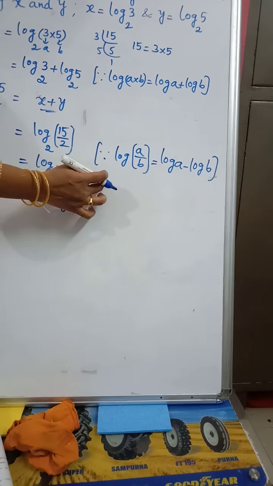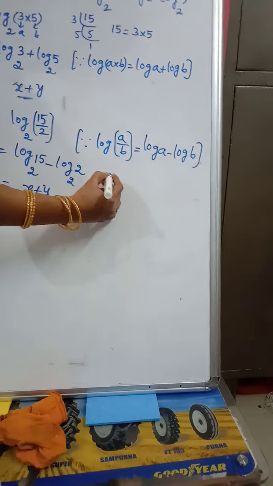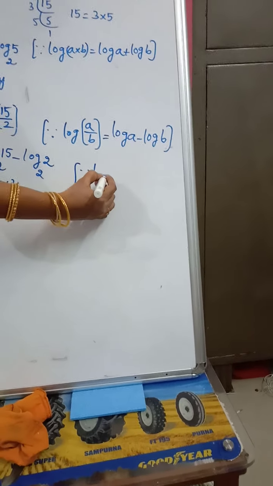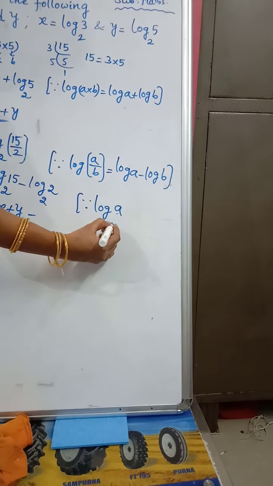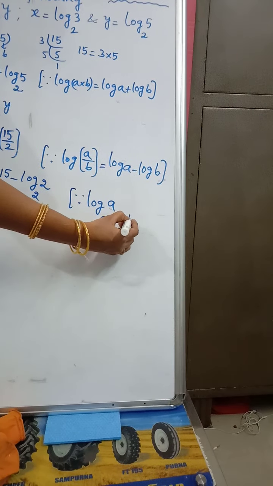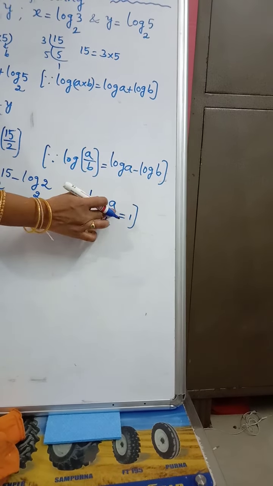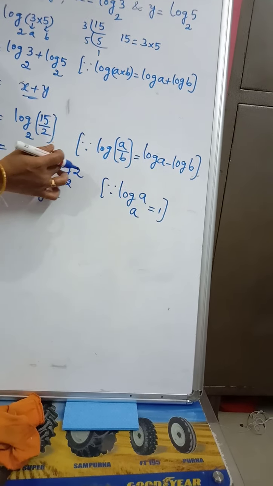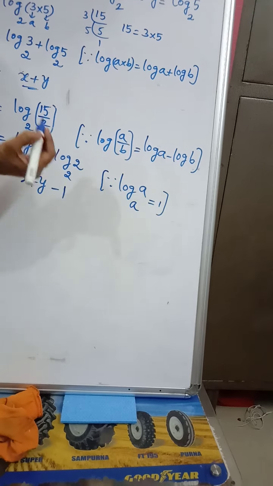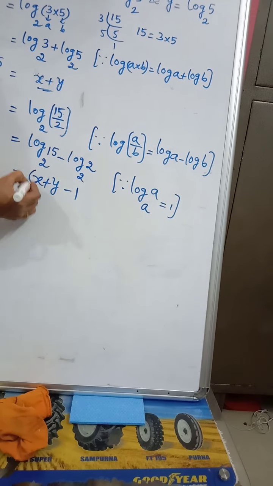2 base 2. Here also one formula we can apply: log a to the same base a. Here also the base is the same, so that value is always 1. In the same way, log 2 with the same base 2 is always 1. This is the answer.